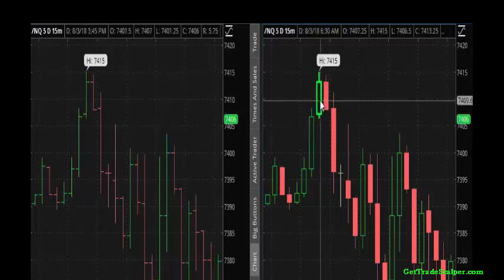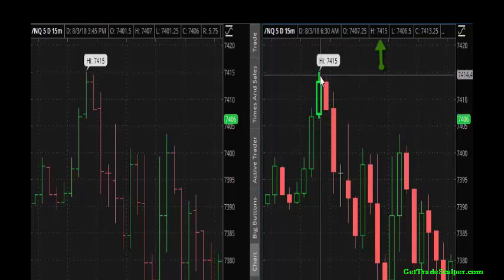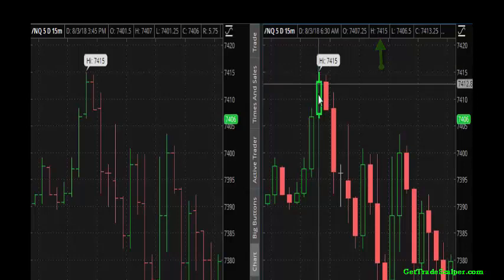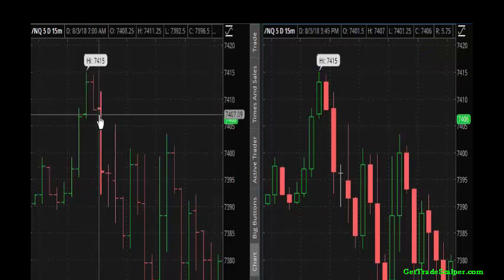And so if you look at it in retrospect with the candlestick, same thing. We have an open 74.07 quarter. We have a high 74.15. We have a low 74.06.50, and we have a close 74.13 quarter.